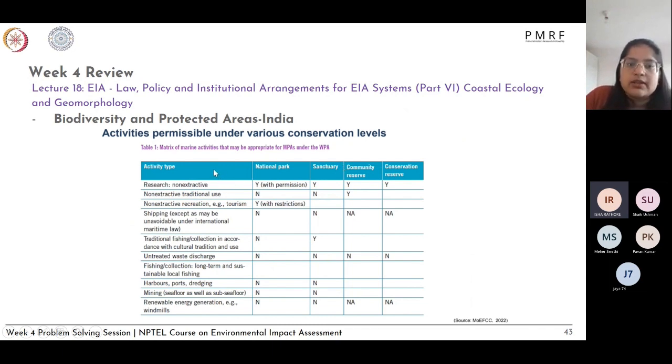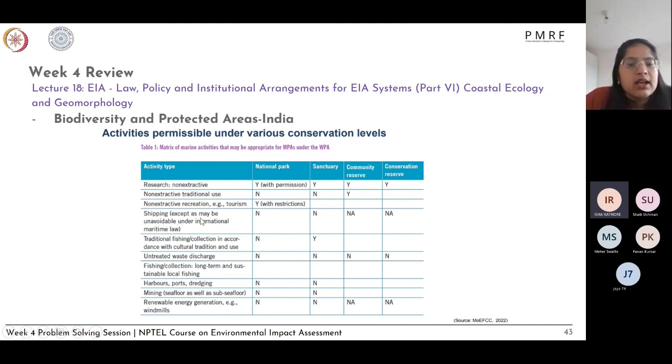Activities which are permissible under various conservation levels in these MPAs differ, as we have different categories. We have national parks, sanctuaries, community reserves, conservation reserves, the different types of biodiversity protected areas. And we have activities like research, non-extractive traditional use, where you do not take out any of the products from these areas. You have non-extractive recreation, for example tourism, where you just go and visit these areas.